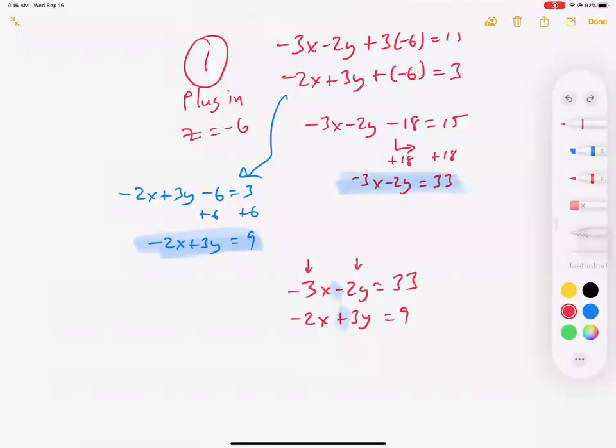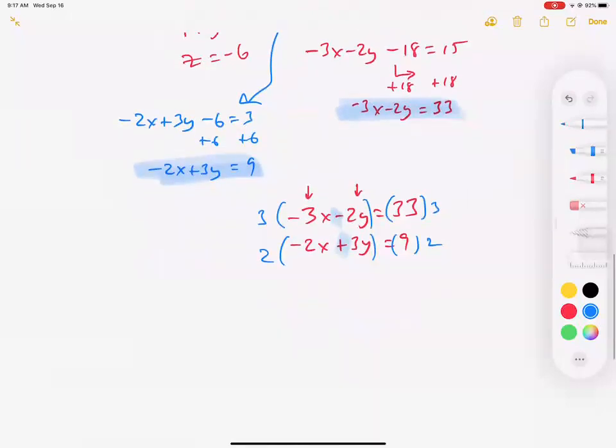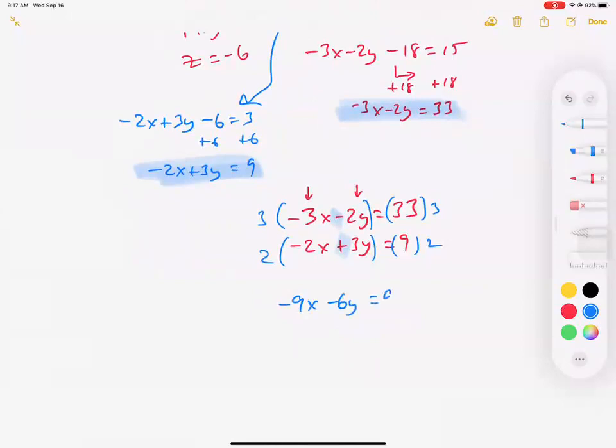Now, what number can I make 2y and 3y look like? I can multiply them by some number to make them both look like 6. So 6 works. So we're going to multiply the top by 3 and the bottom by 2. And when we do this, we end up with the new equations: negative 9x minus 6y equals 99, and negative 4x plus 6y equals 18.